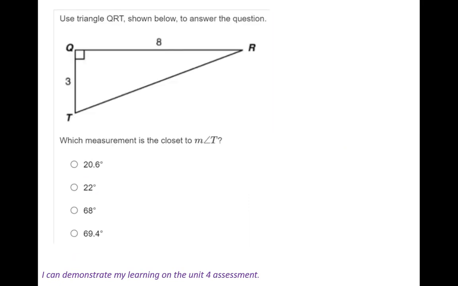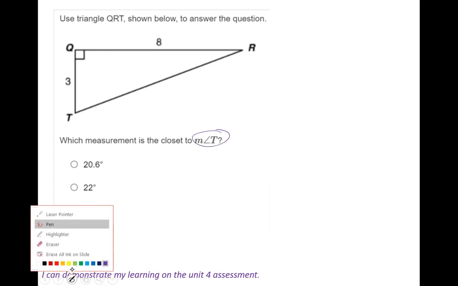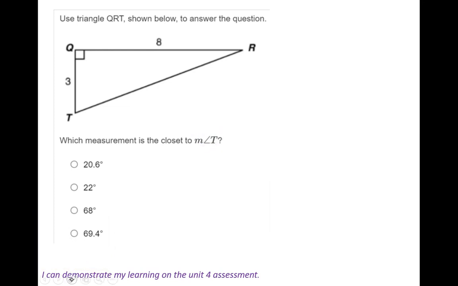We're using triangle QRT to answer the question, which measurement is the closest to the measure of angle T? So I'm looking for angle T. I'm going to mark angle T first, and then I'm going to label my sides. This time I don't have the hypotenuse. That's the one that's not given. I see that 8 would be the opposite, and 3 would be the adjacent. Then I'm going to borrow SOHCAHTOA.